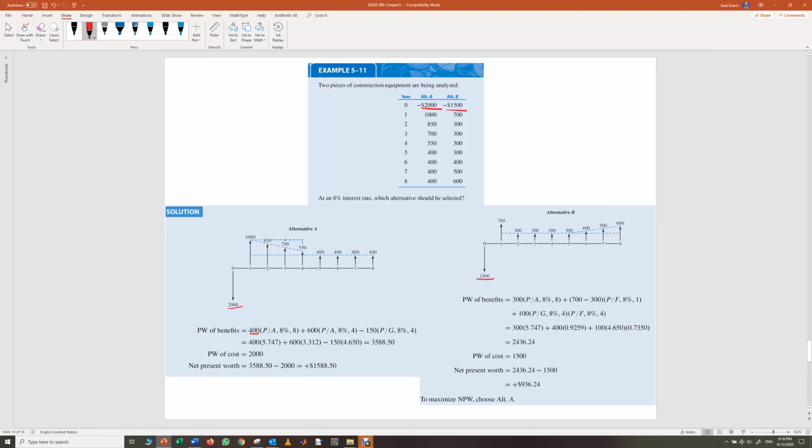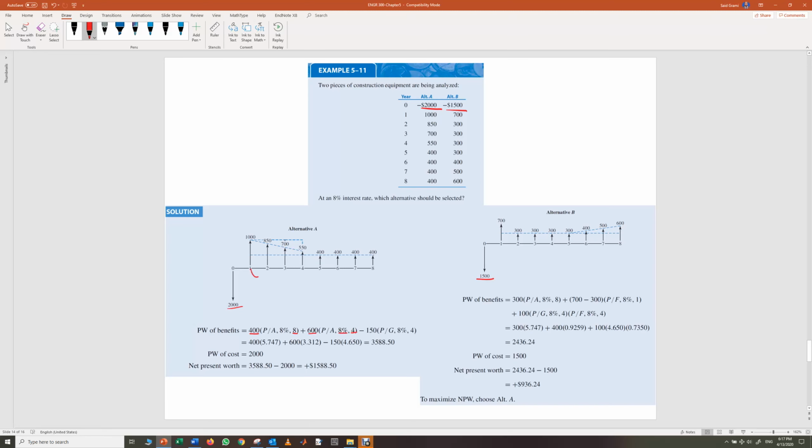400, looking for P given A, 8% interest rate, and 8 years. This is for the uniform value here. After that we have a gradient, a decreasing gradient. So it's 600, because we take 400 from here, so we get only 600 here. Here we get 250, here we get 300, and here 450, 300, and here 150. So it's a decreasing gradient, so it will be 600, looking for P given A, 8%, 4 years.